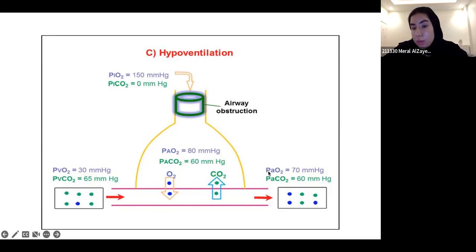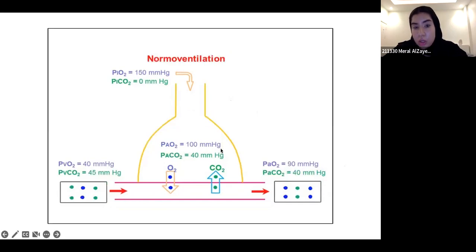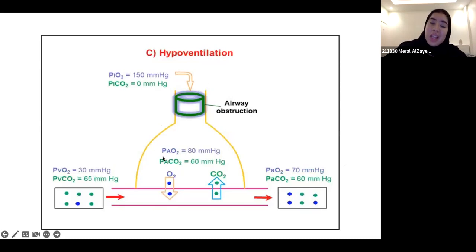So in the normal, it was 100 in the alveoli and 90 in the arterioles. In hypoventilation, it's 80 in the alveoli and 70 in the arterioles. Do you see the difference of 10? I'm assuming you guys see. However, the carbon dioxide levels on the arterial side and the alveolar side stay the same in both. So here both are 40, and here both are 60. Now you may be asking yourself, why is this?